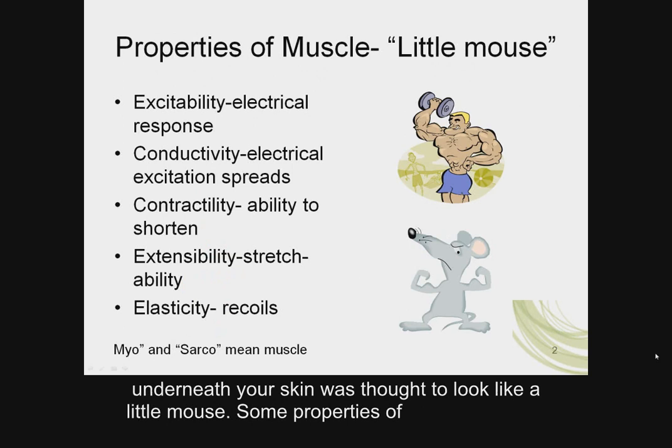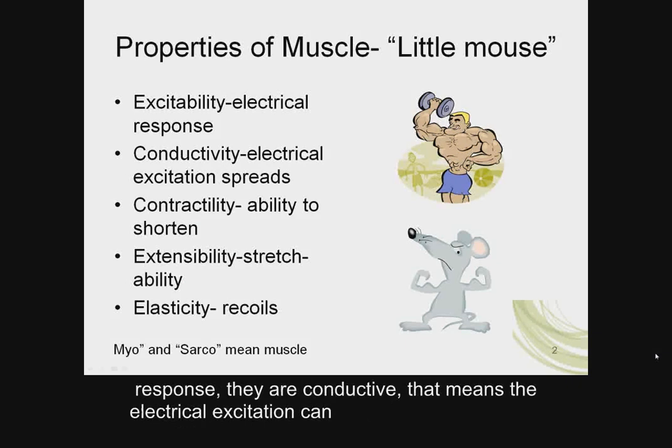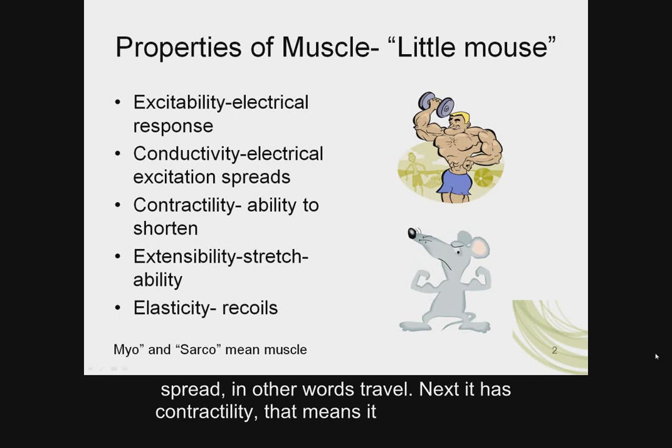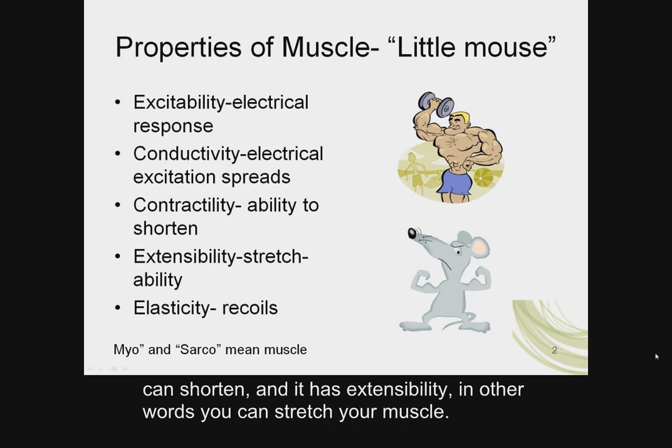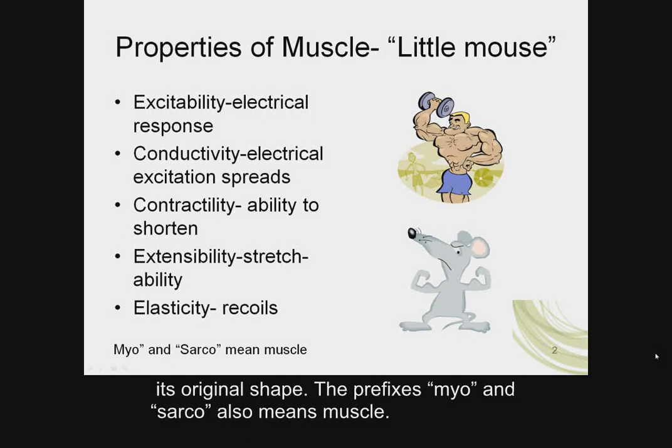Some properties of muscle include being excitable. That means they can generate an electrical response. They are conductive. That means the electrical excitation can spread, in other words, travel. Next, it has contractility. That means it can shorten, and it has extensibility. In other words, you can stretch your muscle. Lastly, the muscle has elastic properties, and that basically means it can recoil back into its original shape. The prefixes myo and sarco mean muscle.